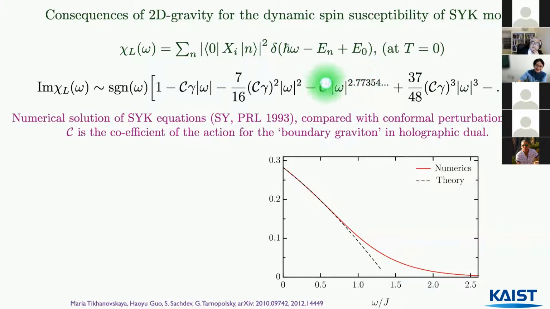C prime is another number we have to get numerically. That's not universal. No, gamma is not universal either. But for each irrelevant operator, there's one universal, non-universal number.